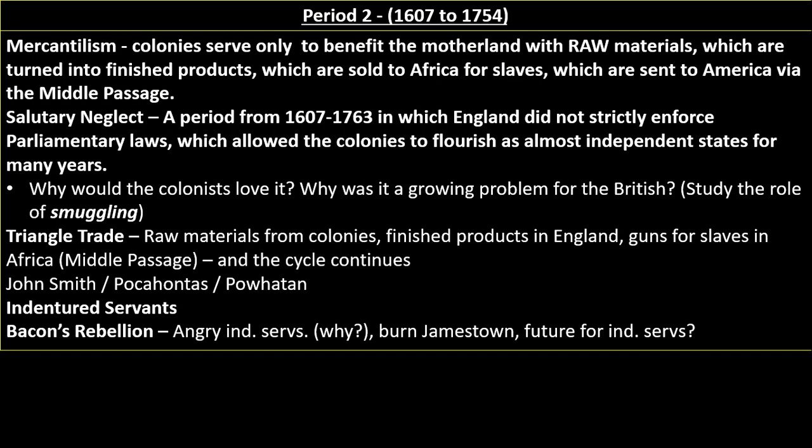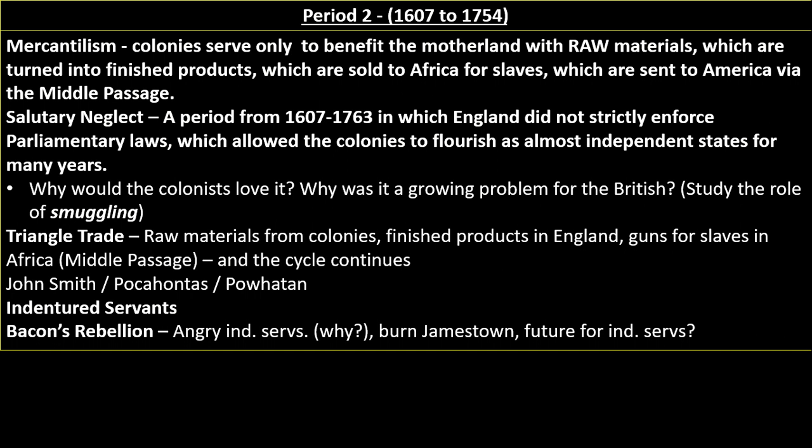As mentioned earlier, one of the greatest things to remember about the relationship between the British and the United States was the system of mercantilism. Now, the British see us differently than what we saw them. They saw us as only serving to benefit them or the motherland with raw materials, which are then turned into finished products, which are then sold to Africa for slaves, which are then sent to the United States or the modern day United States via the Middle Passage itself.